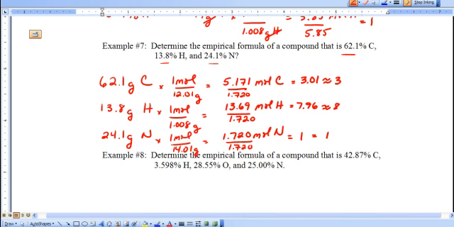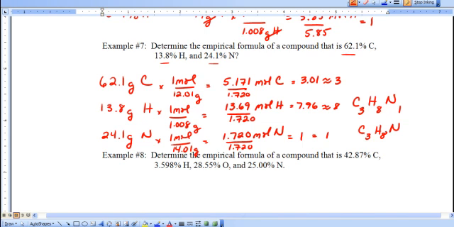Now, how close does it have to be? Well, for our purposes, it's either going to be right smack in the middle, like a 3.5 or a 7.5 or something like that, or it's going to be right on the money, and so we can assume that this is going to be a 3 to 8 to 1. So the empirical formula will be C3H8N1. Of course you don't have to write the 1, so it'll simply be C3H8N. And there you go. That would be the empirical formula for that particular compound.